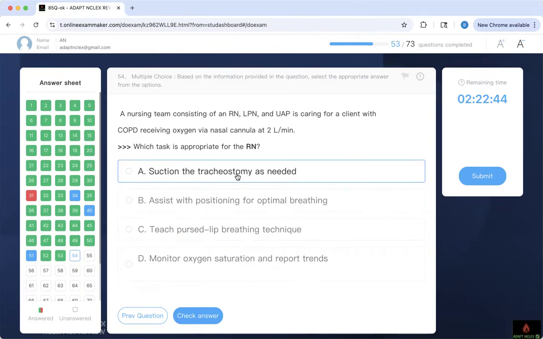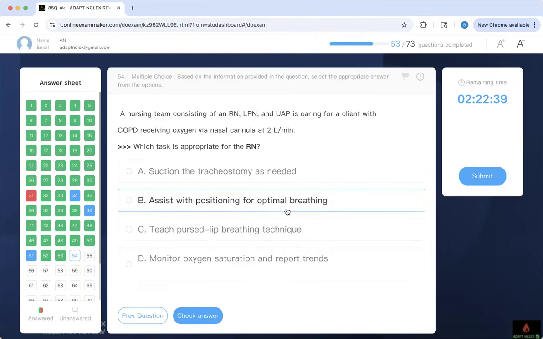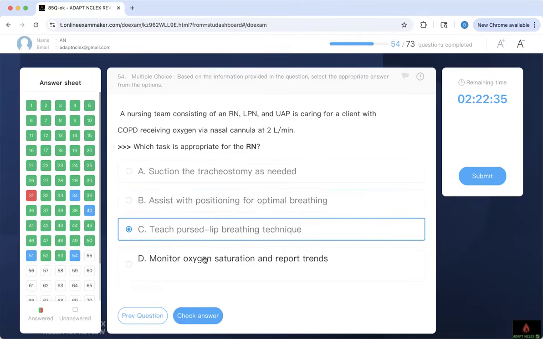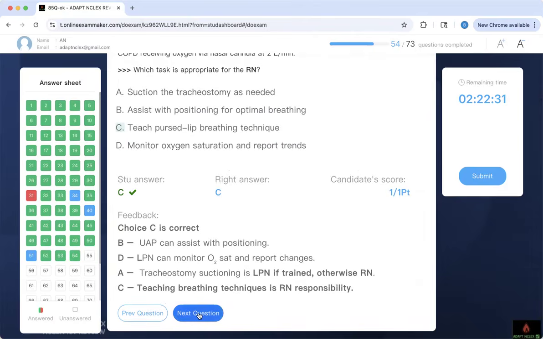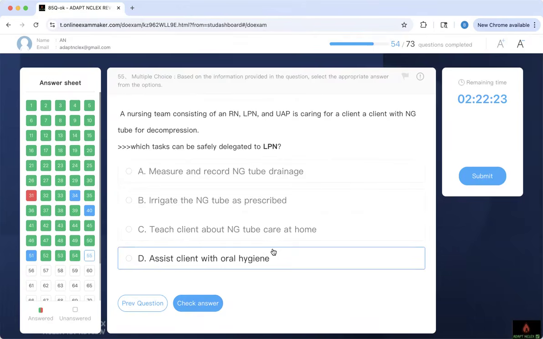Tracheostomy, stoma, LPN can take care of it. Positioning, breathing, UAP can do that. Teaching, RN. Monitoring, LPN. So this is the way you break it down. Don't make delegation too difficult. One word, find the answer. If you use so many words, you get distracted.